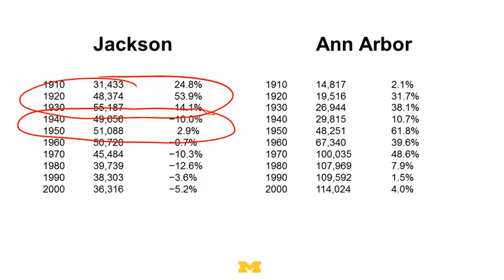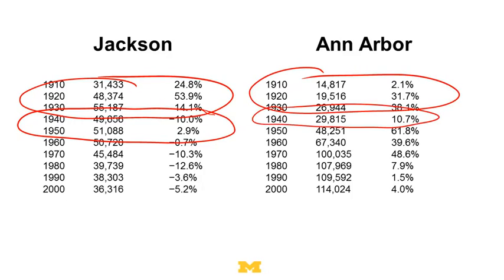Let's look at Ann Arbor. So Ann Arbor's doing fine during the 20s and 30s, but during 1940, it slips down to 10.7%, again, because everybody's off to war. But then when they come back from war, and this is the thing to focus on, there's the GI Bill, and all these young men can get educated, and you see a massive increase in the city of Ann Arbor's population.